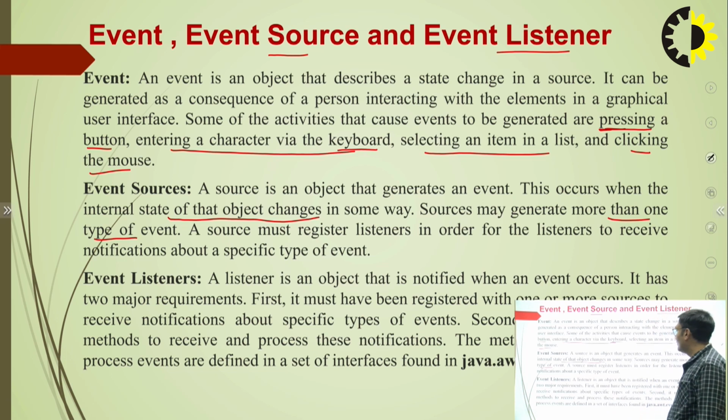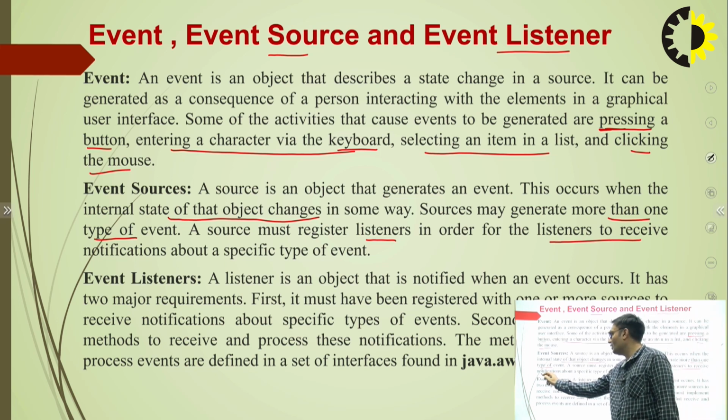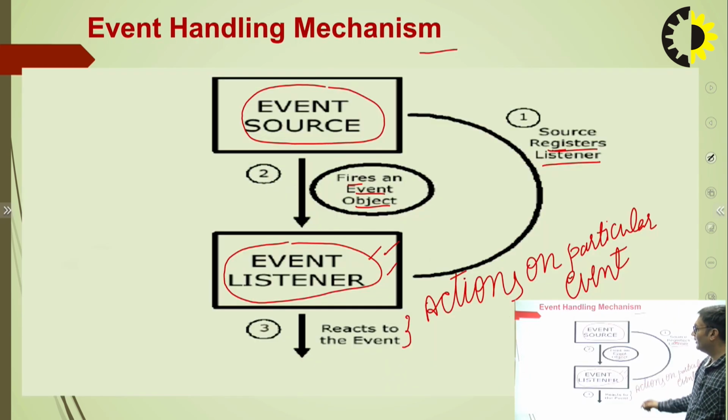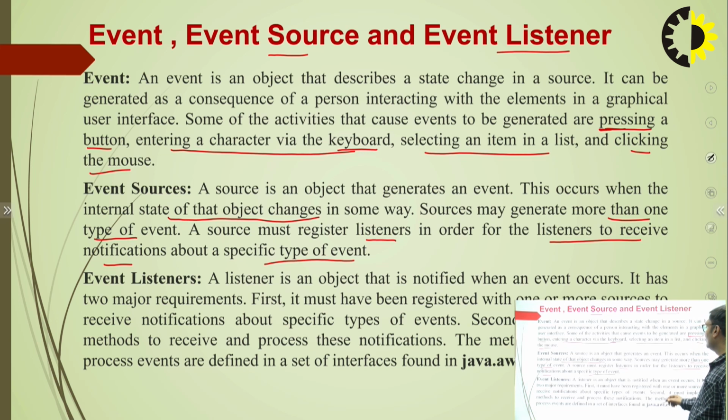A source must first register the listener in order for the listener to receive notifications about a specific type of event. And the source should register first, as I told you in the previous slide. It should be registered with the listener class about the event, and in this way the listener will react based on the ordering of the events.